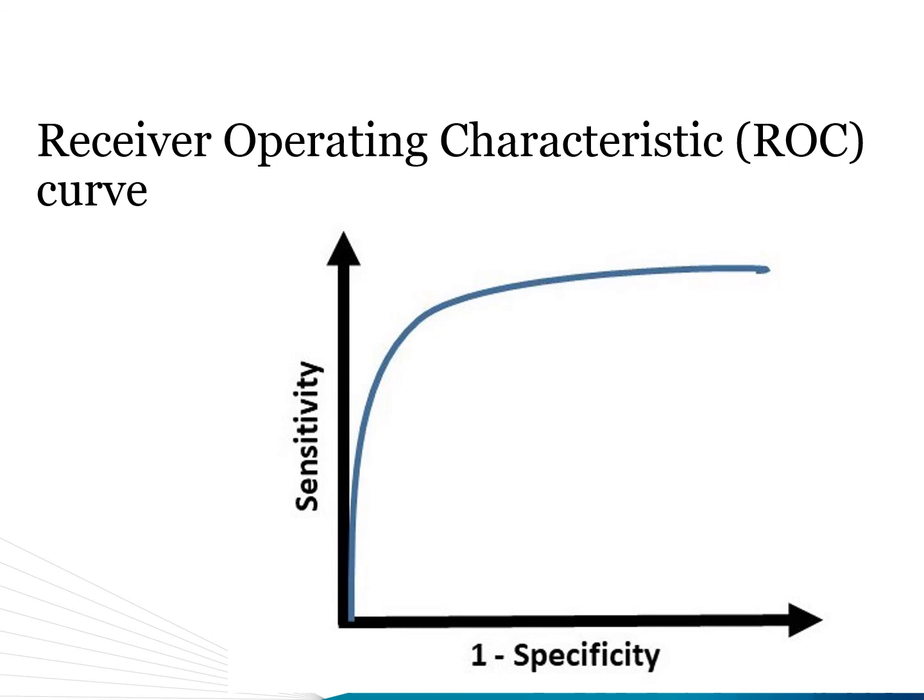And this is what a receiver operating characteristic curve looks like. It plots the sensitivity against 1 minus the specificity. You can't plot sensitivity against specificity. You need to use the 1 minus in order to get that particular shape of curve. And that's because sensitivity and specificity, of course, are reciprocal. So how is that useful?